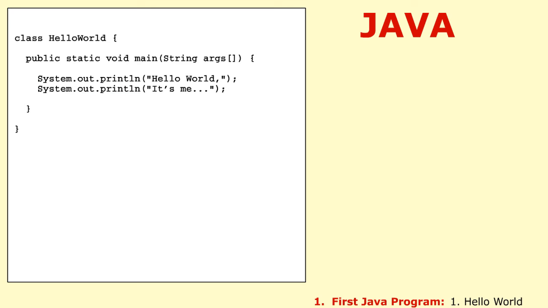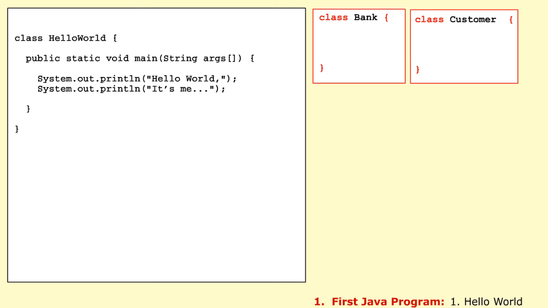Inside our main method, we have a couple of Java statements. These are known as print statements. They print out the text enclosed in quotes. Just as in a class definition, the contents of a method are enclosed in braces. That's it. We have our first Java application.